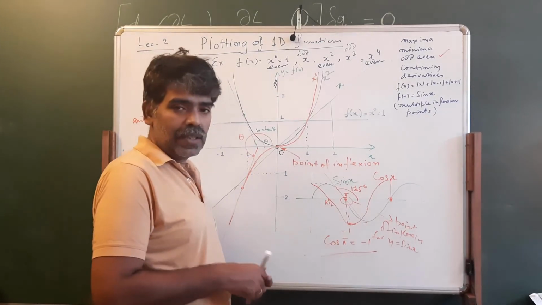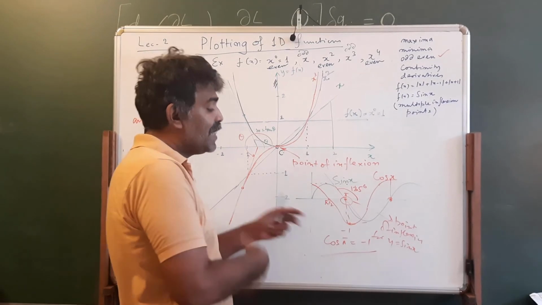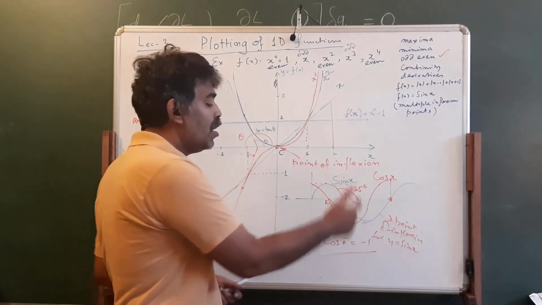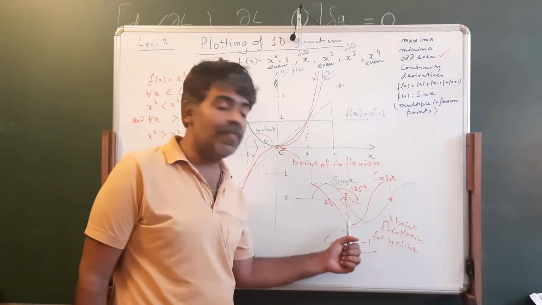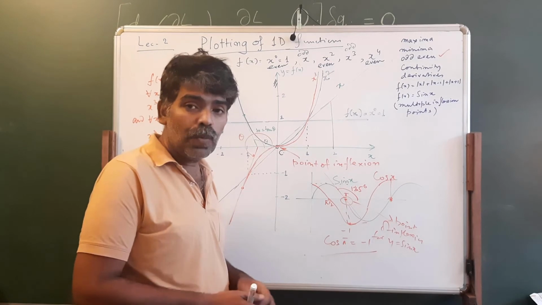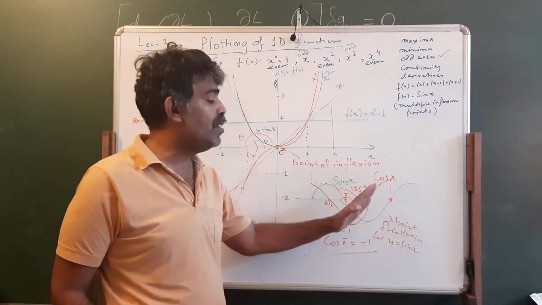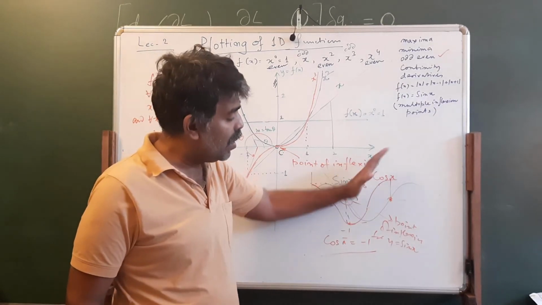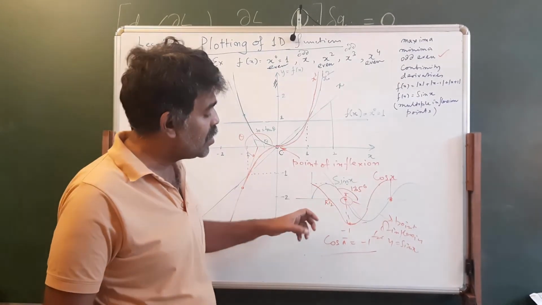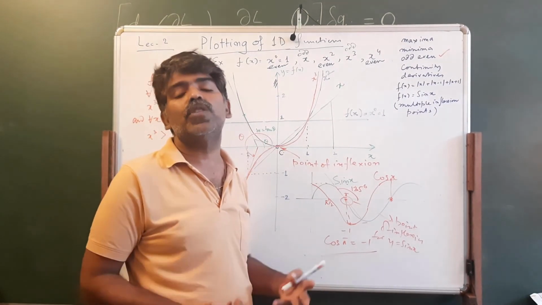Just in addition to this, I tell you one thing: at the point of inflection, the second derivative of this curve, this green curve, should be 0. Second derivative of this curve means first derivative of the slope, because where the slope changes its motion, if it was decreasing, it starts increasing, and if it is increasing, it starts decreasing.